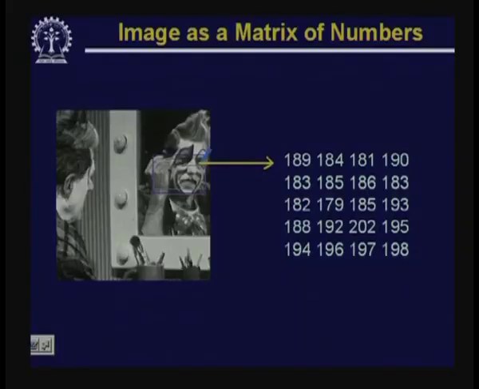Now, here is an example. You find that we have shown an image on the left hand side, and if I take a small rectangle in this image and try to find out what the values in that small rectangle are, you find that these values are in the form of a finite matrix, and every element in this small matrix assumes an integer value. So, an image when it is digitized will be represented in the form of a matrix like this.